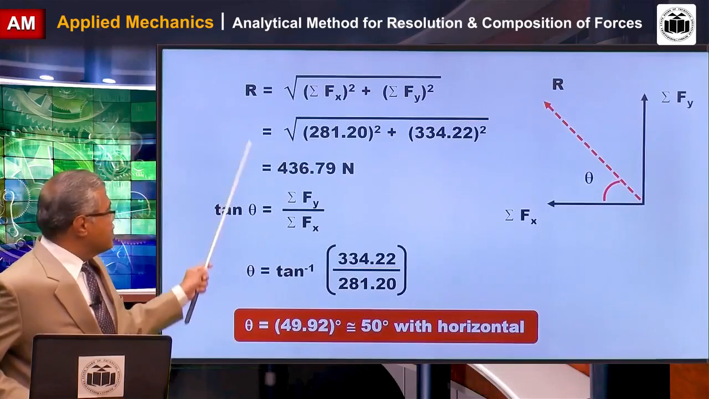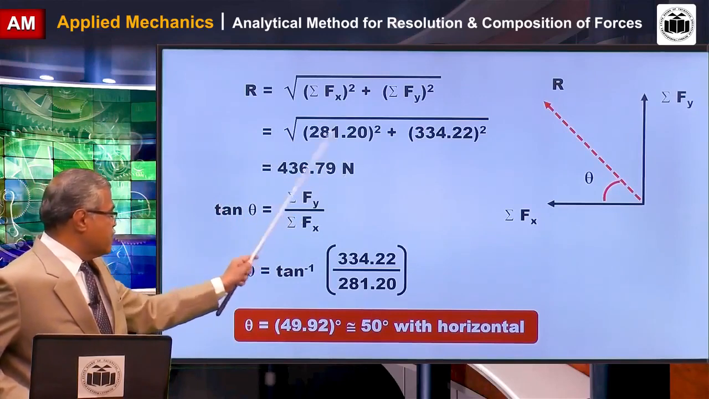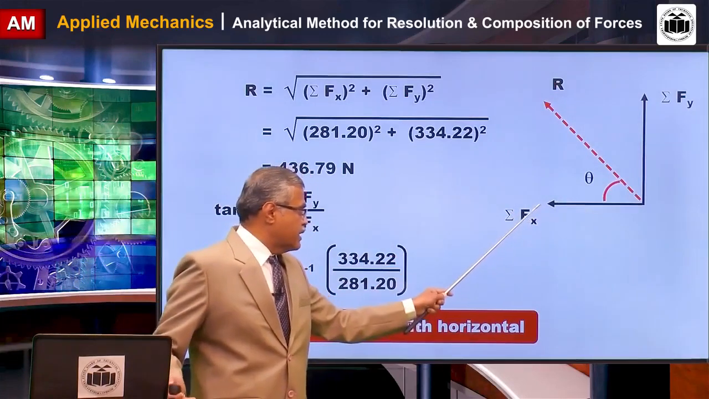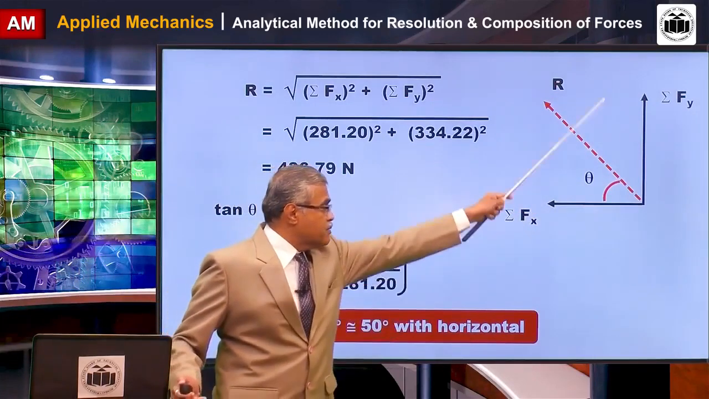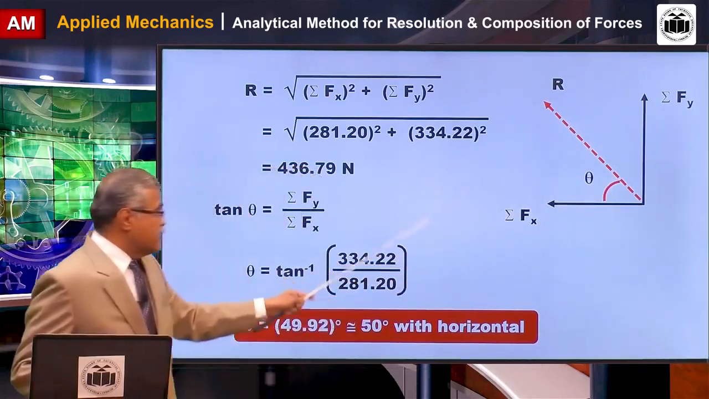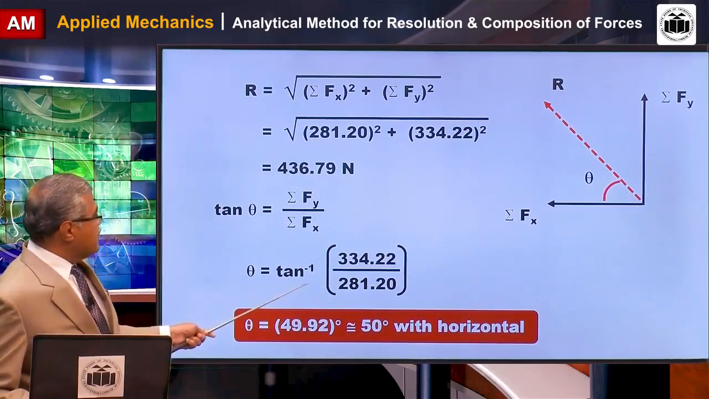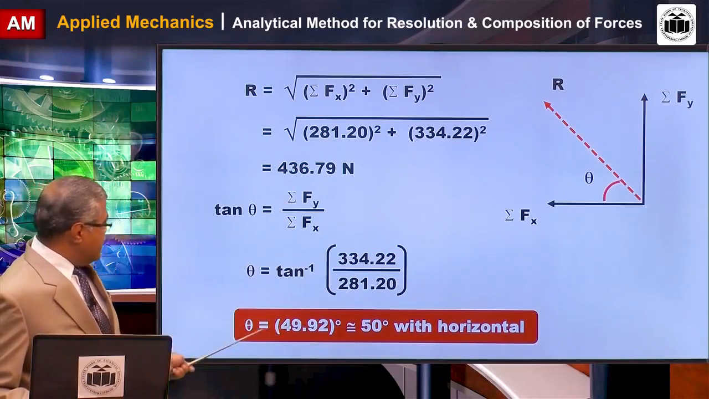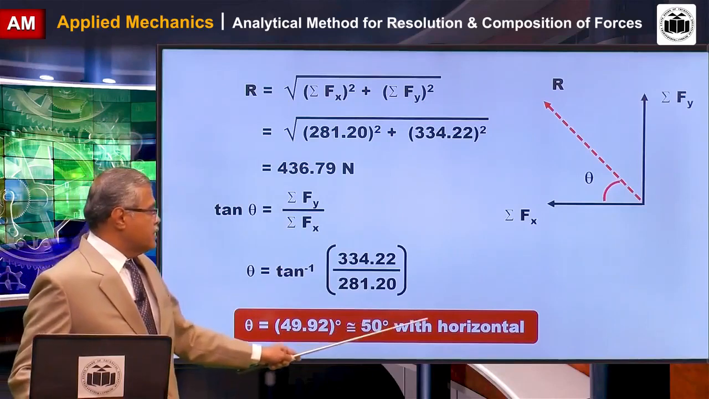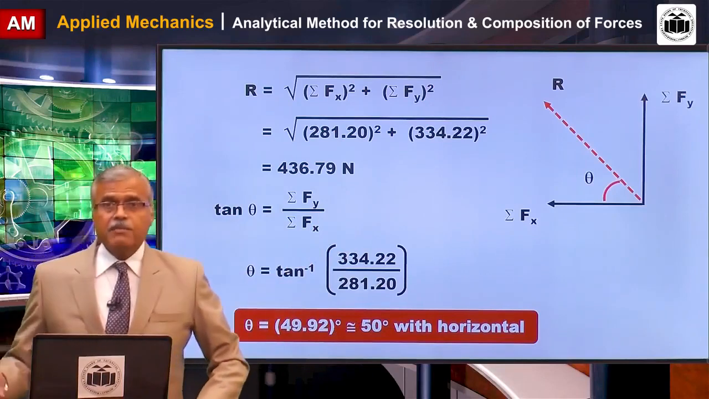Then the resultant is determined by using this equation. Resultant R is equal to 436.79 Newton. Its quadrant can be shown over here. Summation Fx is negative, therefore acting towards the left side. Summation Fy is positive, acting upward, and the resultant lies in this quadrant. The angle made by this resultant, theta, can be determined by this equation: theta is equal to tan inverse of summation Fy upon summation Fx, and theta comes out to be 49.92, which is equivalent to 50 degrees with the horizontal. And this resultant can be shown in the space diagram also.